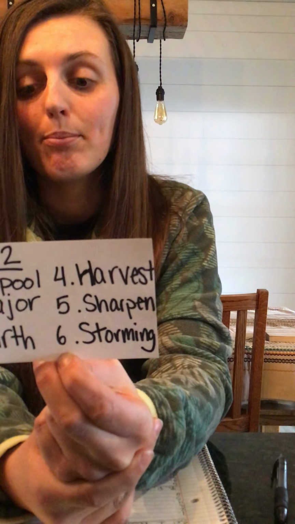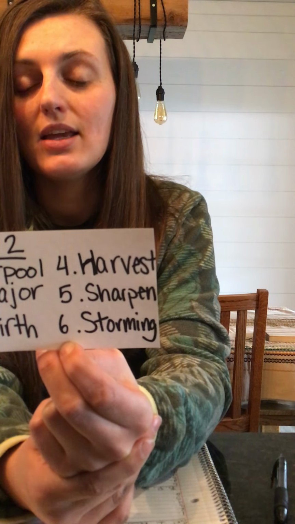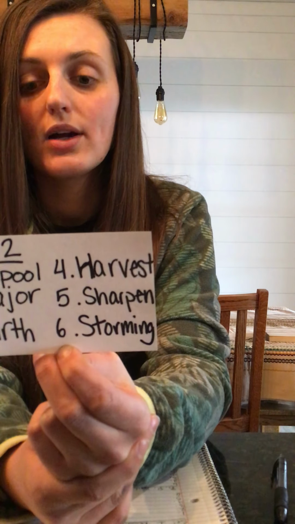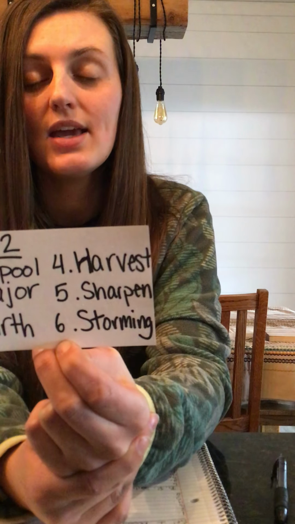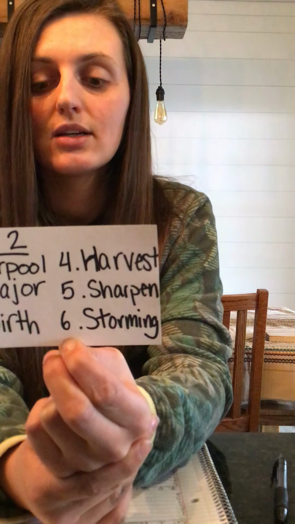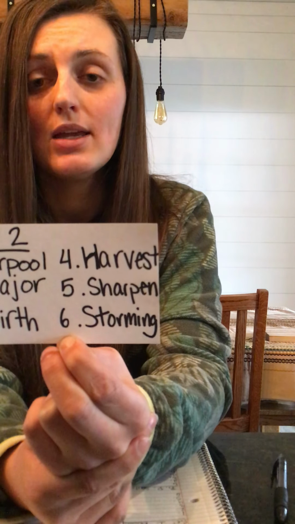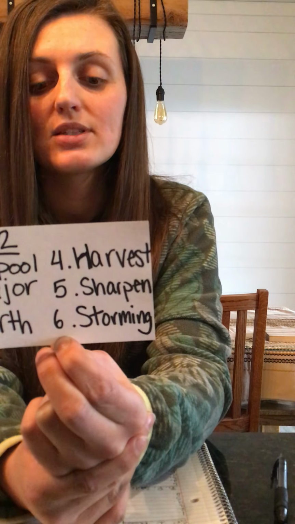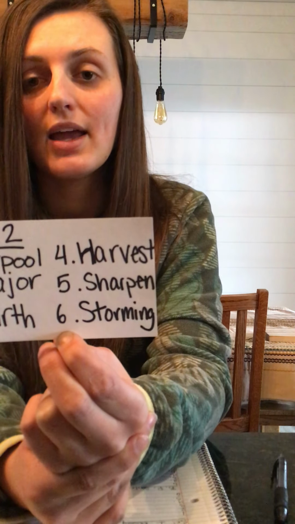Number 3, birth. B-I-R-T-H. 4 is harvest. H-A-R-V-E-S-T. Harvest. Sharpen. S-H-A-R-P-E-N. Number 6, storming. S-T-O-R-M-I-N-G. Storming. All right, finish checking yourself. Rewind if you need to.